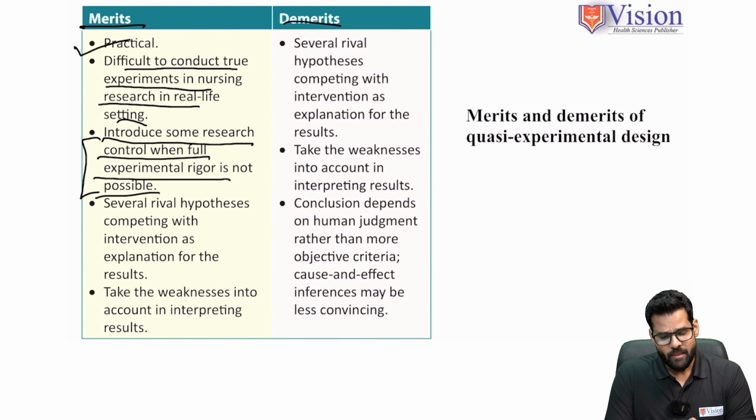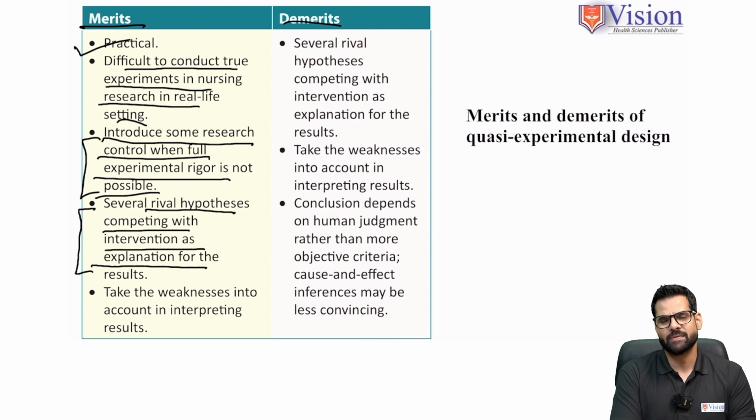But if experiment is not possible, then what next possibility? What next possible design do we have? That is quasi-experimental. Then several rival hypotheses compete with the intervention as an explanation for the results. So this is basically a demerit, but still we consider it a merit. Why? Because at least we acknowledge the limitations in this particular design.